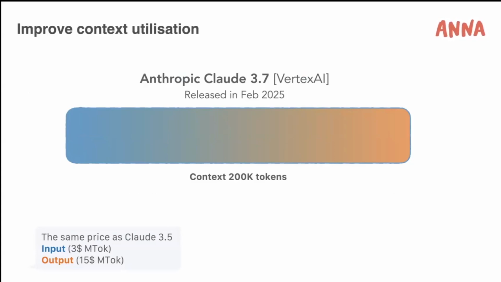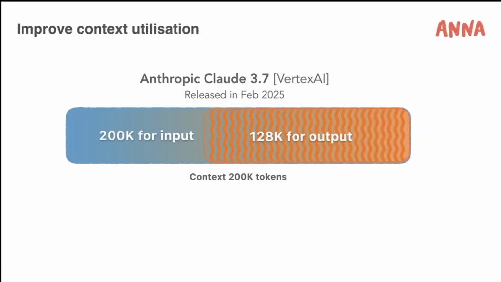In February this year, Anthropic released a new model called Claude 3.7, which has the same context, 200,000, and absolutely the same price. And what's the difference? The difference is that they now allow us to use 16 times more output than before.